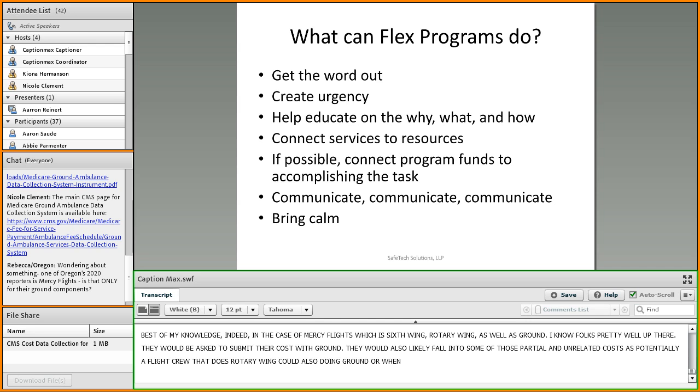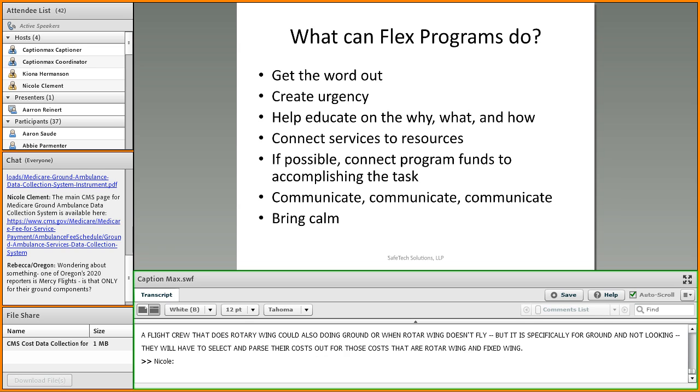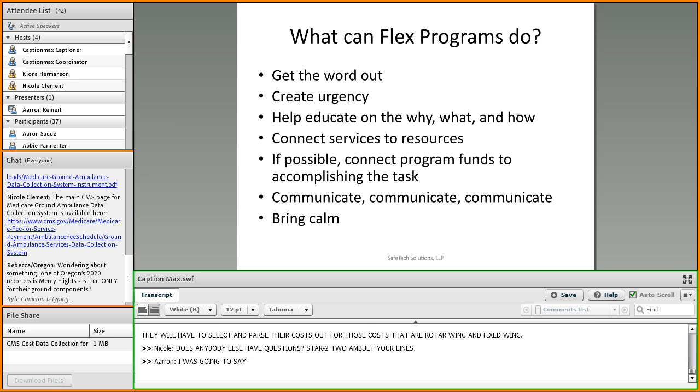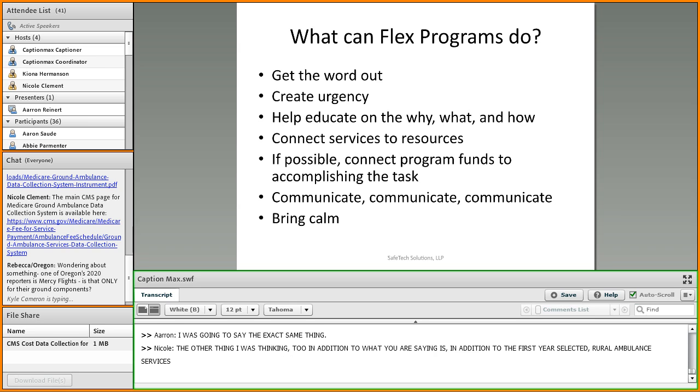And I saw a question from Rebecca. So Rebecca, to the best of my knowledge, in the case of Mercy Flights, which is fixed wing, rotor wing, as well as ground, they would be asked to submit their costs with ground. They would also likely fall into some of those partial and unrelated costs, as potentially a flight crew that does rotor wing could also be doing ground, or maybe when rotor wing doesn't fly, they jump in a ground truck. But it is specifically for ground, and they will have to select and parse their costs out for those costs that are rotor wing and fixed wing.